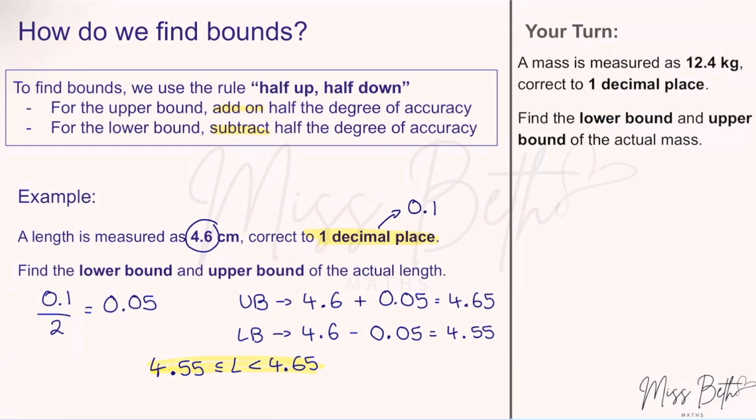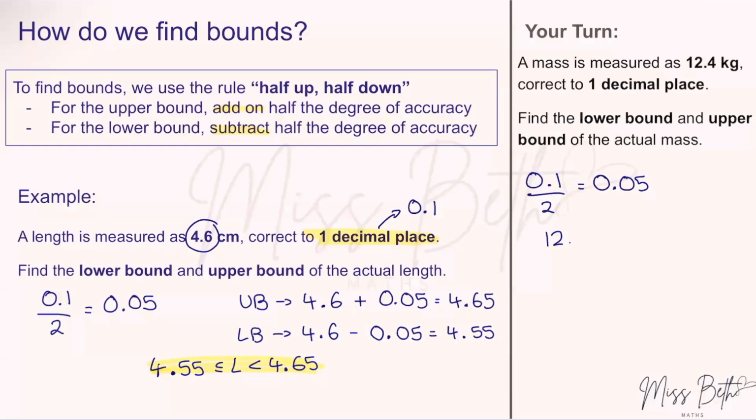Okay, you have a quick practice. Your question's on the right-hand side here. A mass is measured as 12.4 kilograms, correct to one decimal place. Find the lower bound and the upper bound of the actual mass. Starting with our degree of accuracy here, it's correct to one decimal place. That's 0.1. So again, we need to half this. Divide by 2 will give us 0.05. We need to both add and subtract that from the actual mass to find our upper and lower bound.